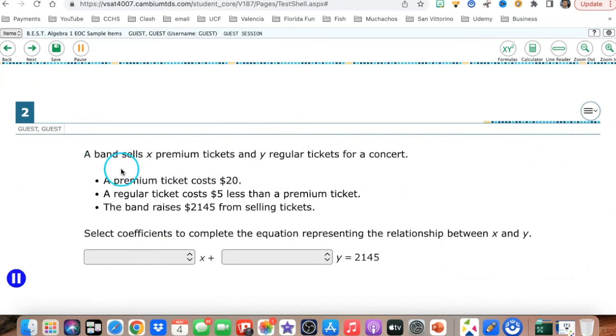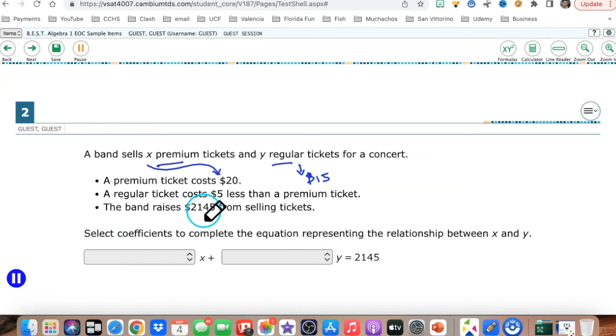Number 2. A van sells X premium tickets and Y regular tickets for a concert. The X is the premium, the Y is regular. A premium ticket costs 20. A regular costs 5 less than the premium, so the regular is 15.